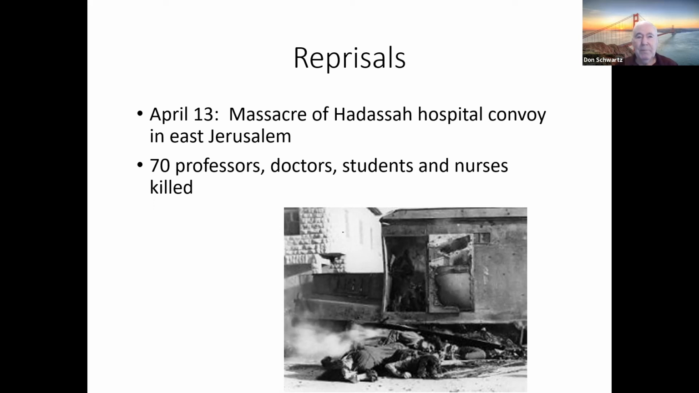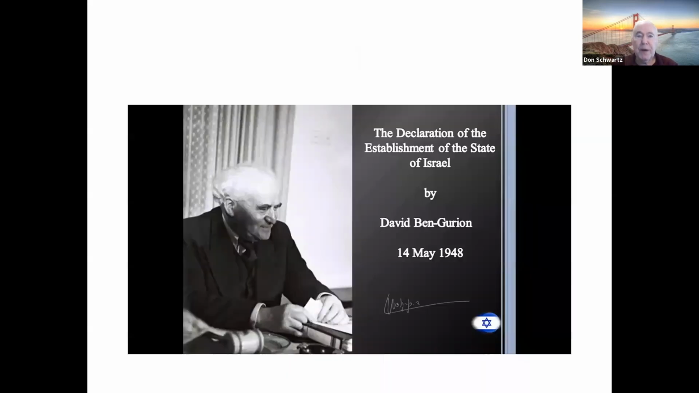Now, as the May 15th date for the British withdrawal approached, the armies of 5 Arab nations mobilized, threatening to crush the Jewish state in its infancy. On May 14th, the day before the British mandate would end, the Zionist leader and Israel's first prime minister, David Ben-Gurion, declared the independence of a new state of Israel.